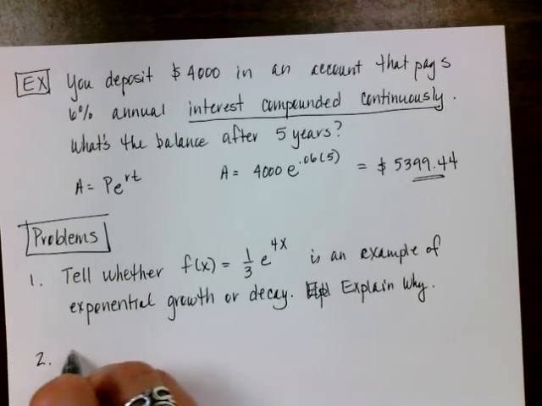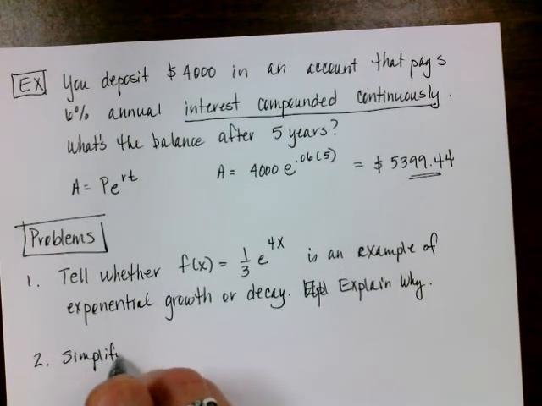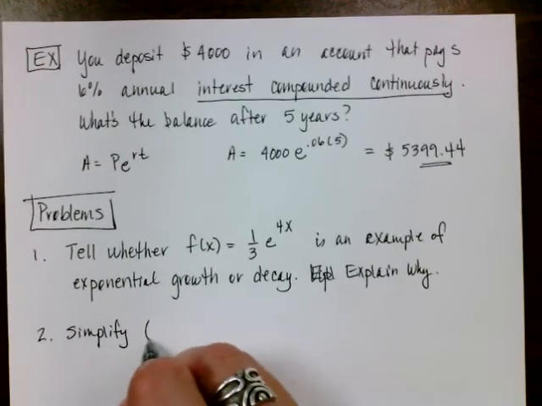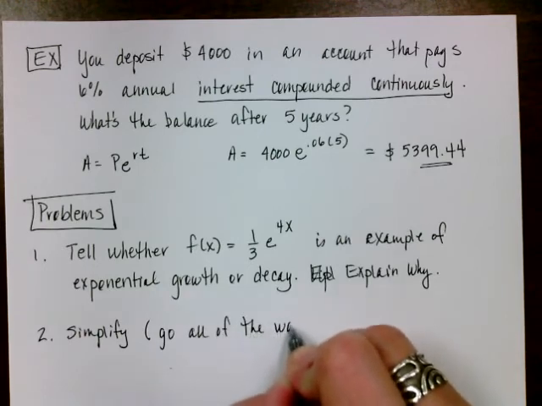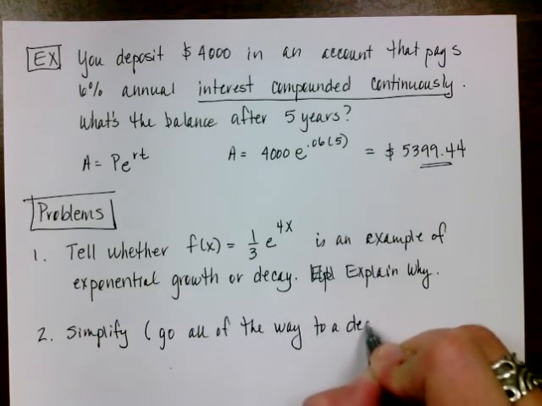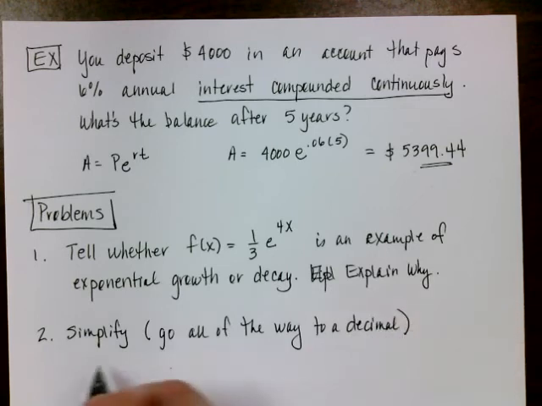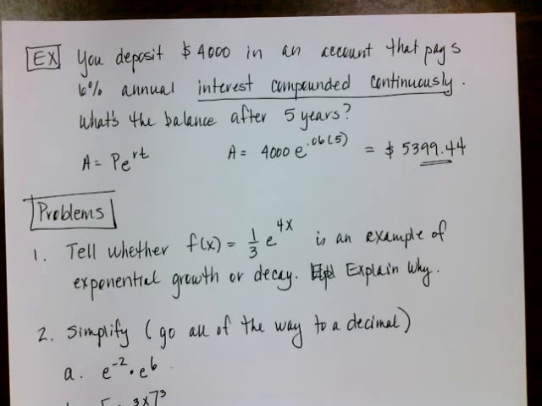Number 2 says to simplify. And when I say simplify, I want you to go all the way to decimal. A is going to be e to the -2 times e to the 6. B is going to be 2e to the 3x raised to the 3rd. C is going to be e to the x times 5e to the x plus 3.